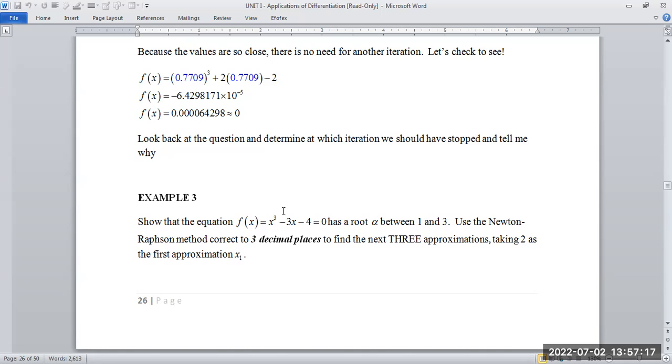So what is happening here? It says to use Newton-Raphson, correct to 3 decimal places, to find the next 3 approximations, taking 2 as a first approximation, x1. So they gave you x1 and they asked you to find the next 3. Where are you going to stop? x4. Very good. Excellent.